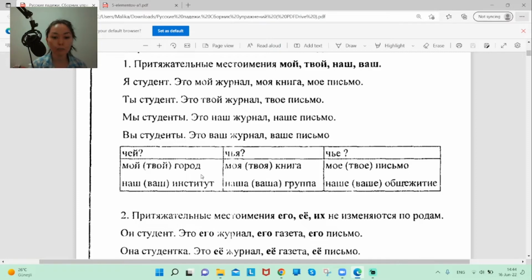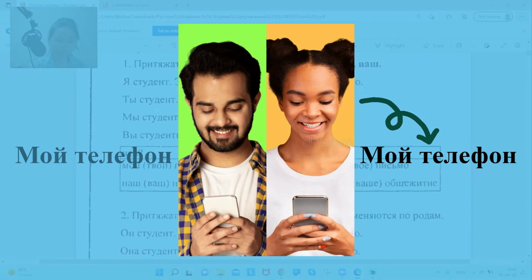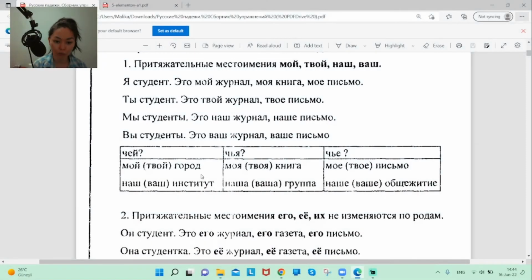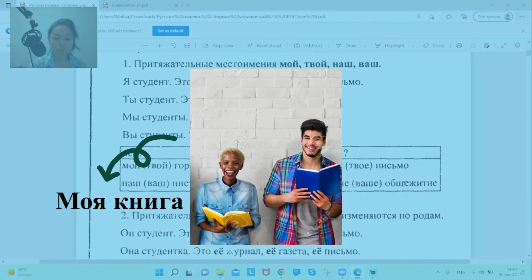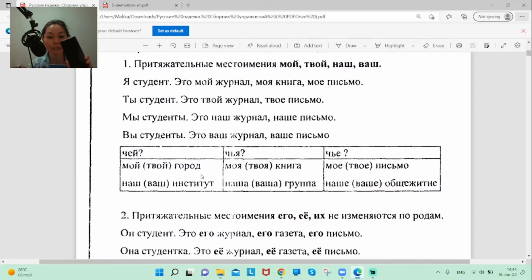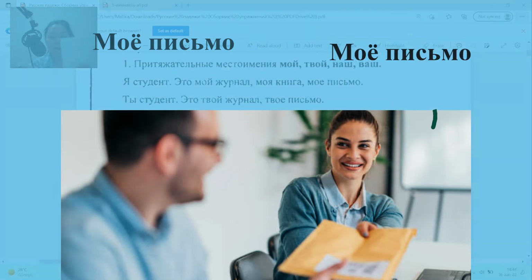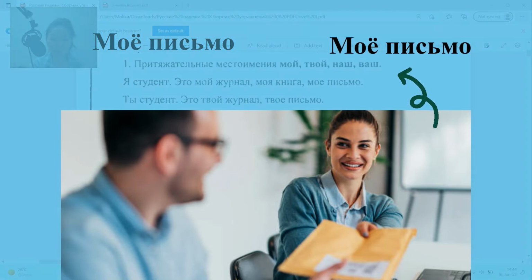Choosing possessive pronoun would depend on the object we're talking about, not the subject, not the possessor, not the one who possesses, but the object. If I'm talking about книга, это она, so I would say моя книга. Мой телефон, but моя книга. Or письмо, letter, письмо это оно, моё письмо.